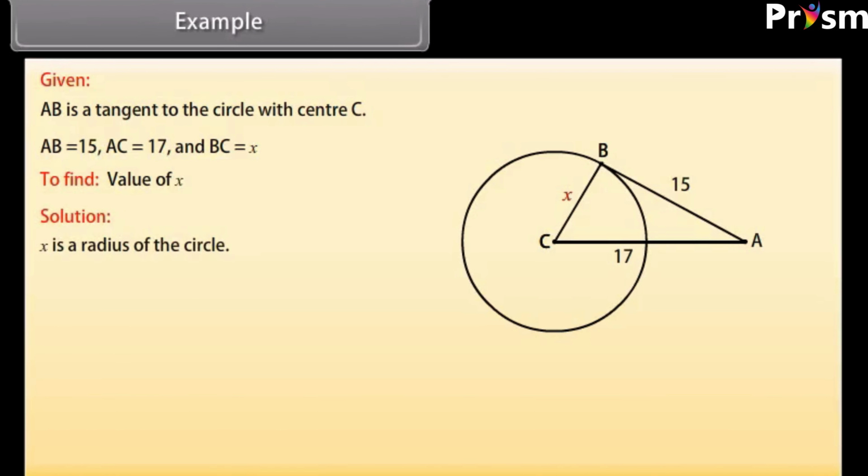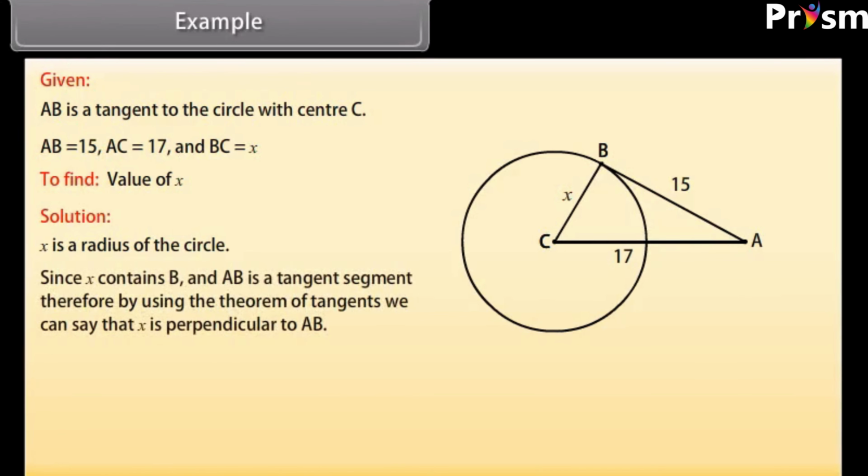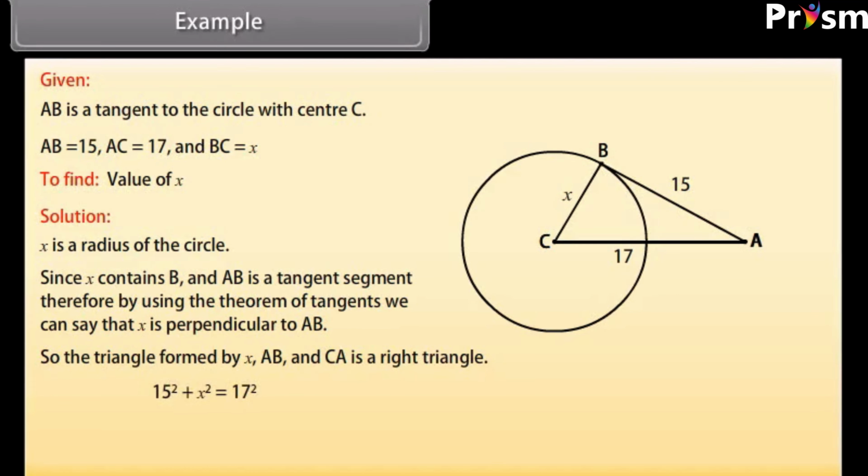We can see that x is a radius of the circle. Since x contains B and AB is a tangent segment, by using the theorem of tangents, we can say that x is perpendicular to AB. So the triangle formed by x, AB and CA is a right triangle. Now by using the Pythagoras theorem, we get 15 square plus x square is equal to 17 square, or x square is equal to 64, which gives us x as 8.